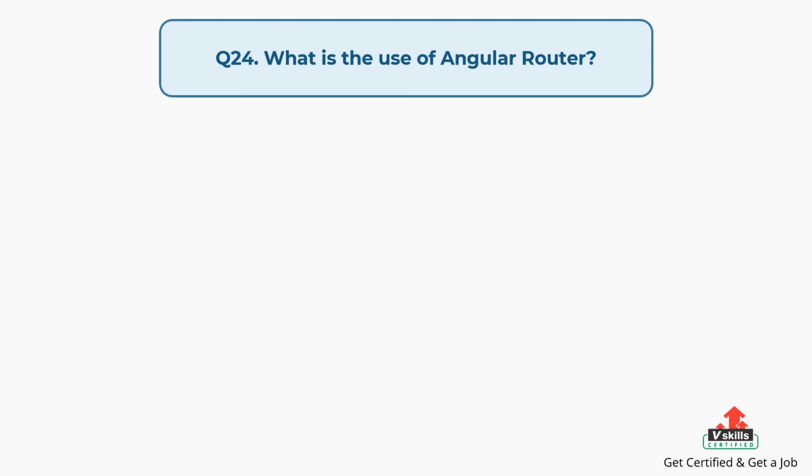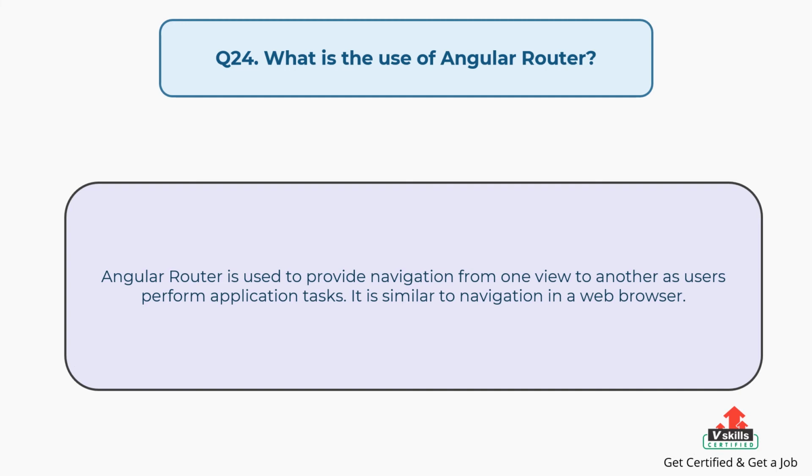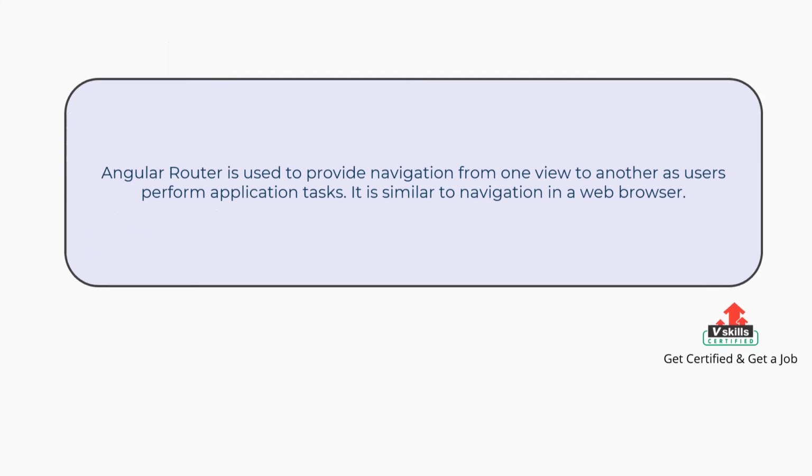Question number 24, what is the use of Angular router? The answer is: Angular router is used to provide navigation from one view to another as users perform application tasks. It is similar to navigation in a web browser.